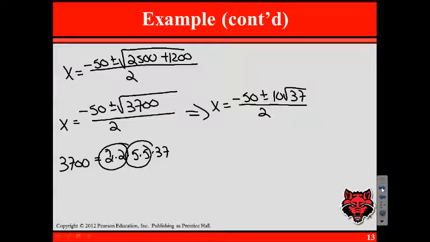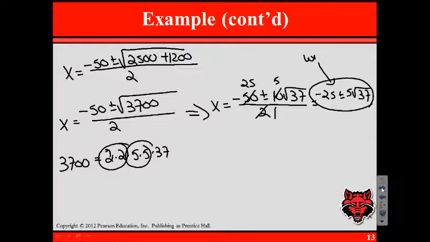Just like in the last example, we have at least a common factor of 2 in the numerator that we can cancel with the denominator. So if we cancel everything by 2, 2 goes into 2 once, 2 goes into 50 25 times, 2 goes into 10 5 times. This is negative 25 plus or minus 5 square root 37 all over 1, or we can just ignore the denominator at this point. Remember, we just solved for x, and we said that x was the width.